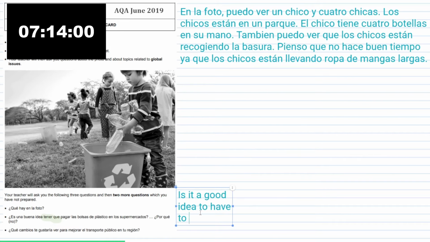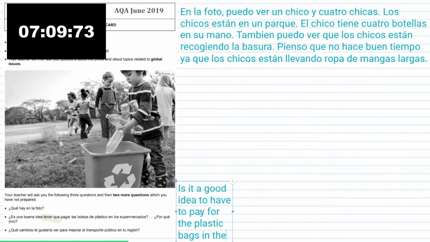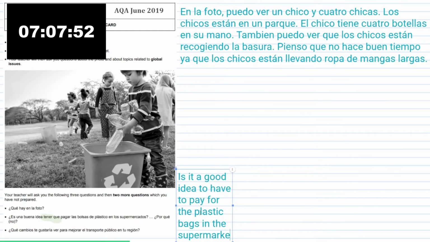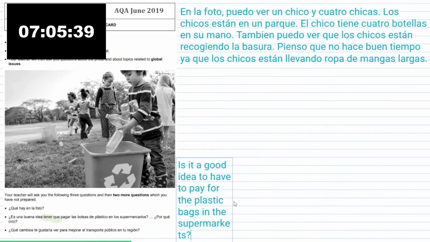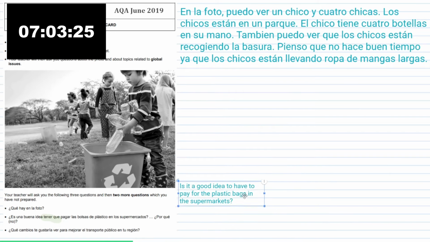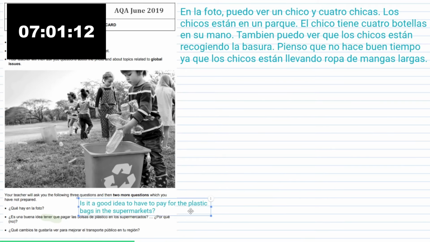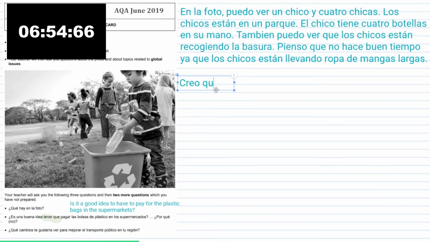Is it a good idea to have to pay for the plastic bags in the markets? And so why or why not? I would argue both positive and negative in this question. So let's start with my opinion. So something like creo que, or you can say pienso que. Let's use a mi modo de ver.